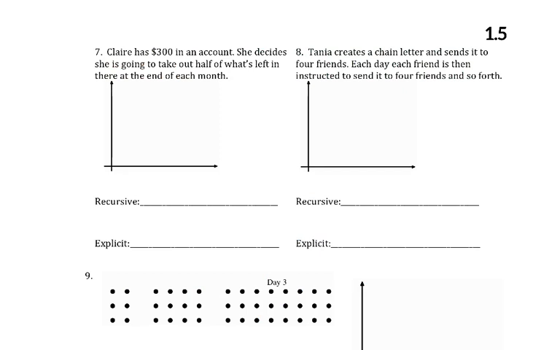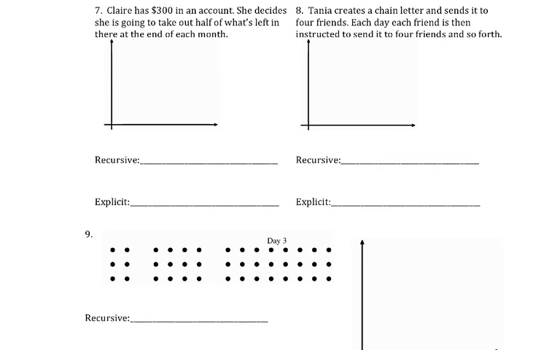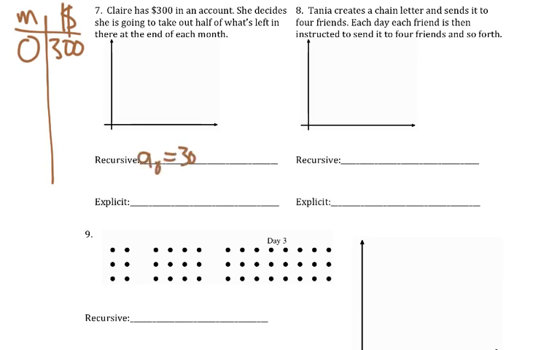Alright. Ooh, now we got some story problems. It says Claire has 300 in an account. She decides she's going to take out half of what's left in there at the end of each month. It's always a good idea to write a table here. So she has her money each month. Before she starts taking money out, she has 300. There's our starting number. A sub 0 would equal 300.